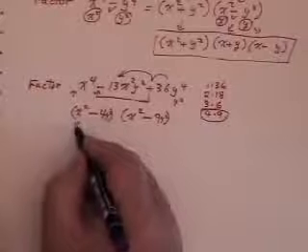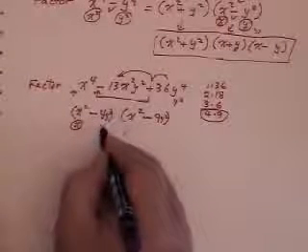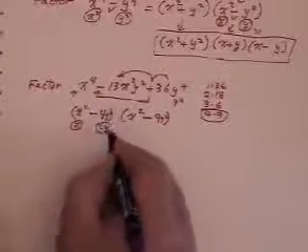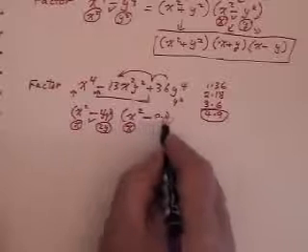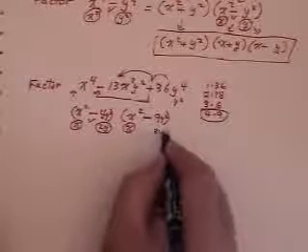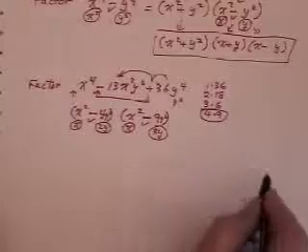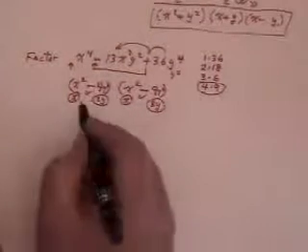This is a perfect square whose square root is x. That's a perfect square whose square root is 2y, and that's a minus sign. This is a perfect square whose square root is x. This is a perfect square whose square root is 3y, and that's a minus sign. So both of these brackets can be broken up into two more brackets.